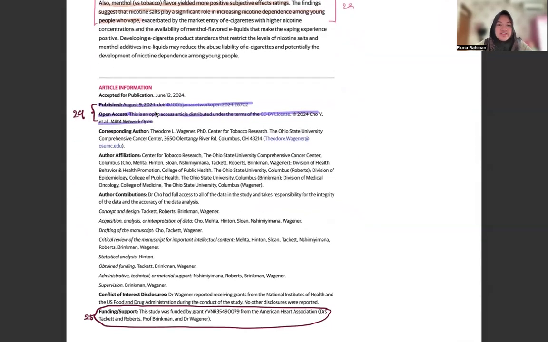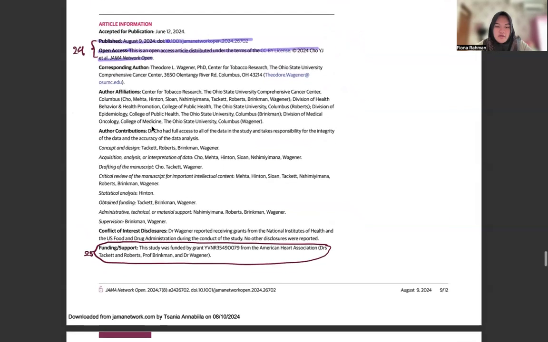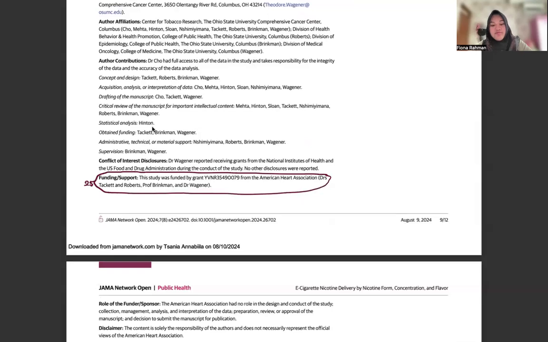In the article information section, I find the full trial protocol. It was published on August 9, 2024, open access under the CC BY licensing, JAMA Network Open. And also I find the sources of funding or support. The study was funded by grant 343549007 from the American Heart Association.